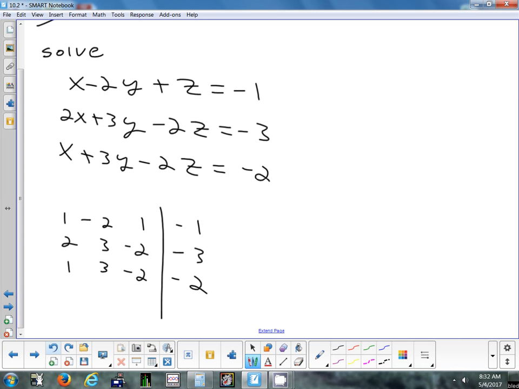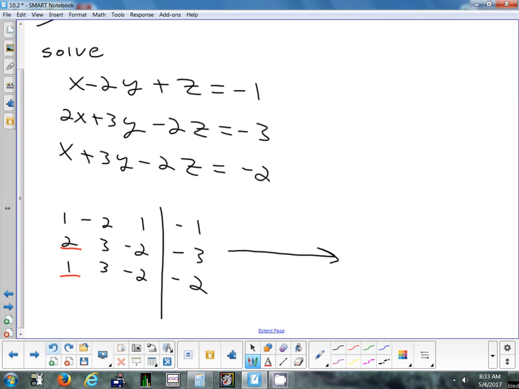So the next step is to get a 0 here and here, and you have to do it in that order. Get a 0 in the first column, second row, and then first column, third row. All right, so I'm going to put an arrow, and above this arrow, I'm going to write down how I'm going to do that. So using the first row, what would I have to multiply it by and add it to the second row?